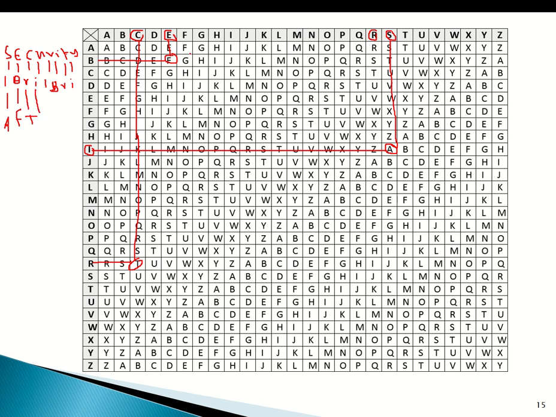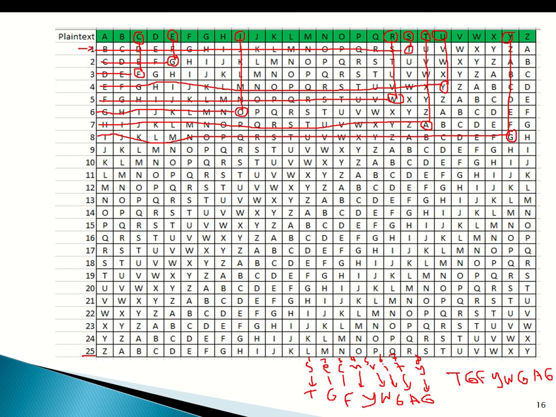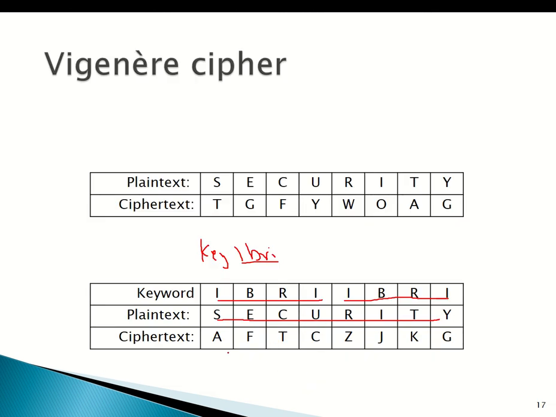Let's take the U. Where's the U? U is here, and it is mapped with the I. Where's the I? It is here. U mapped with the I becomes C. As you can see here, this is the full encryption so far: A, F, T, C, and then the R will become Z.